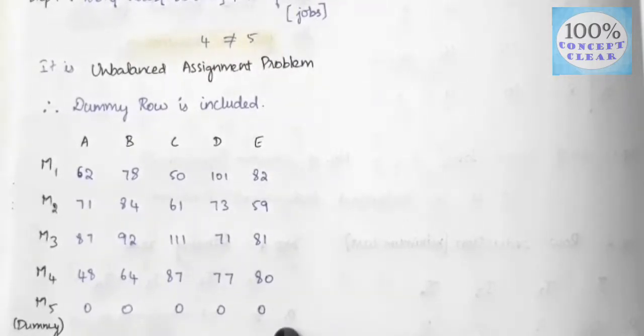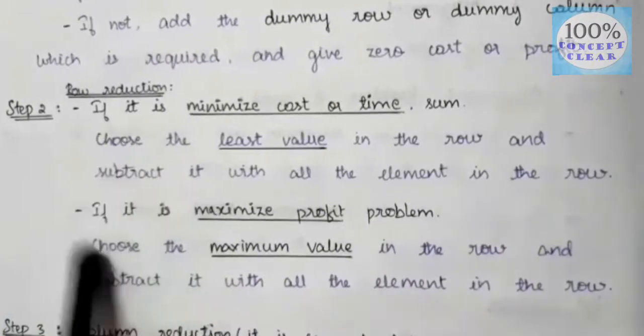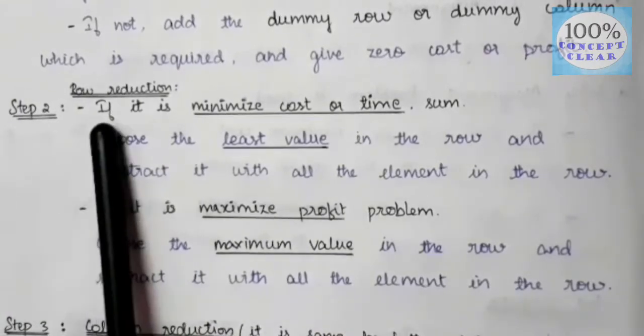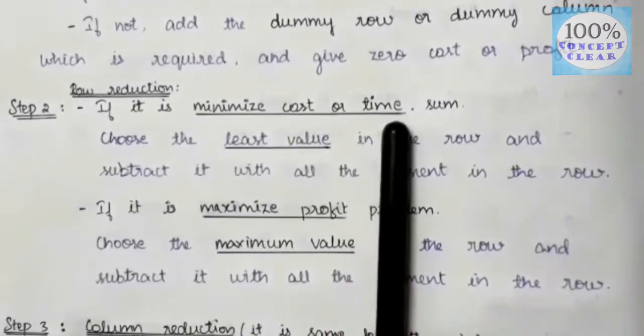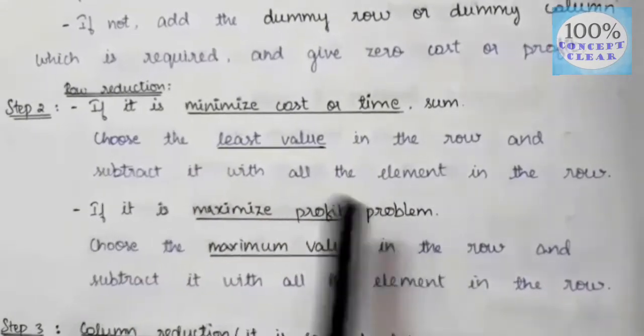Now check what is step 2. Step 2 in the algorithm is row reduction. There we have 2 cases as we discussed earlier. The first one is if it is a minimum cost or time sum. The second one is if it is a maximum profit problem.